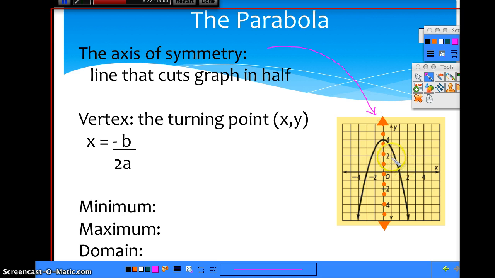In this example, the axis of symmetry cuts through the x-axis at -1. So this one would be x equals -1, if you can see that. That would be the equation for that axis of symmetry.